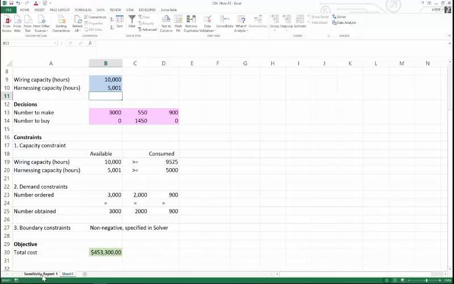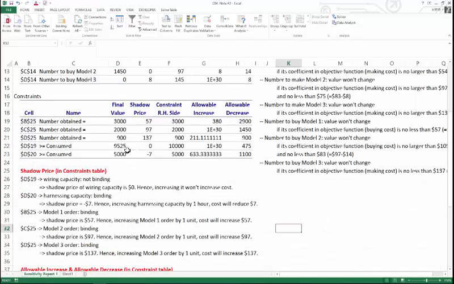So how much wiring capacity is consumed by the current optimal solution? 9,525. How much is available? 10,000. So wiring capacity is not fully utilized. It's not binding, so the shadow price is 0. It means you already have enough wiring capacity. You don't need to increase it anymore. All right.